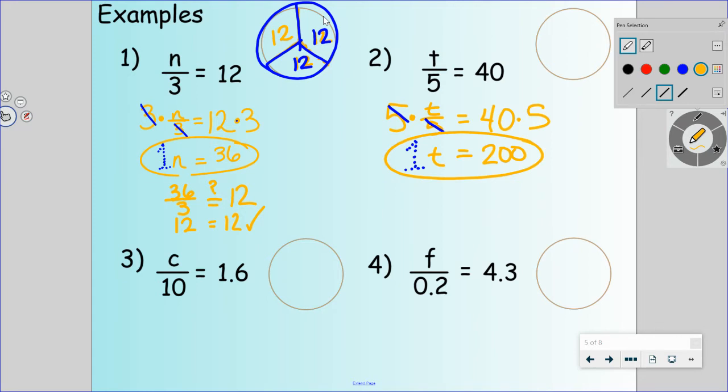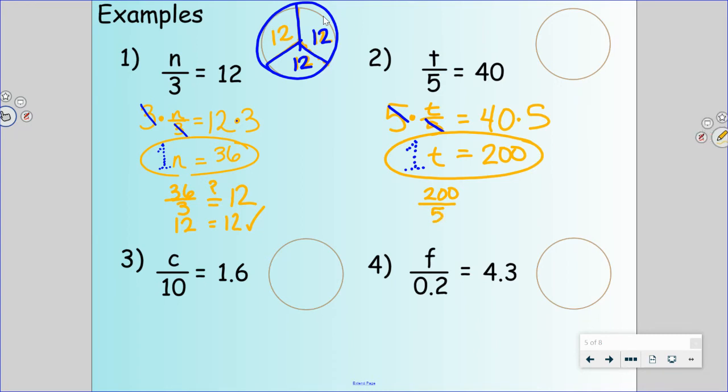Now we go ahead and we check our equation, substituting in what we think we know. We don't think that t is unknown. We think that t is 200. But let's go ahead and make sure that's a true statement. 200 divided into 5 parts is 40. And hey, looks true to me.